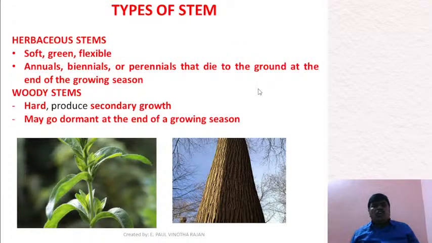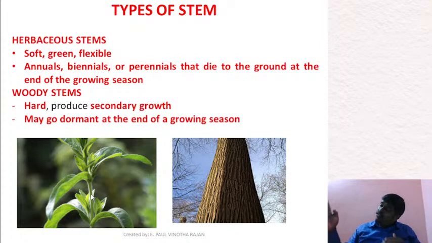Now we are going to talk about the types of stems. We basically have two different types of stems. One is called the herbaceous stem. If you see the picture here, this is also a stem and this is also a stem. But what is the difference here? This is called the herbaceous stem. This is called the woody stem. The herbaceous stems are very soft. You can see the color of the stem. It is green and it is flexible. If wind flows, it will bend and come back again.